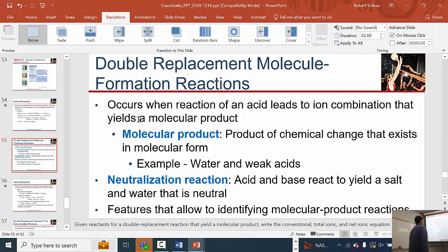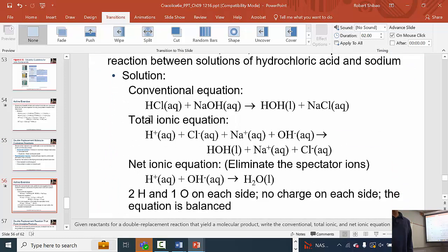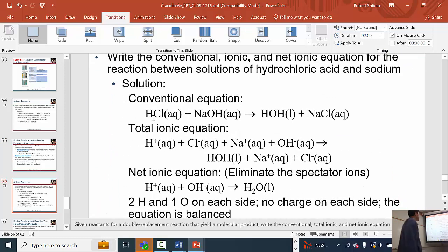Then they say double replacement molecule. Double replacement molecule is just weaker acid formation, like water. And so your book is going to subcategorize the double replacements into these, but they're all kind of the same. So this is just an AB plus CD again. Here we're going from a stronger acid, HCl, to a weaker acid, water. Stronger to weaker acid.